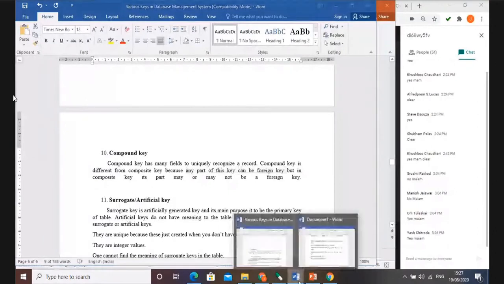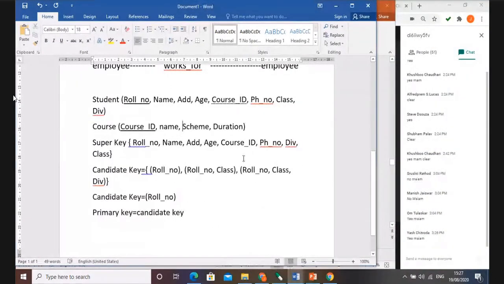In this example, suppose I am selecting roll number and class as my primary key. From this candidate key set, I am selecting roll number and class as my complete primary key. As I told you, the foreign key concept is when a primary key is referred to in another relation. That is known as a foreign key. But these two together are my primary key.